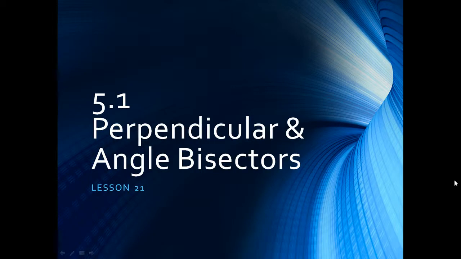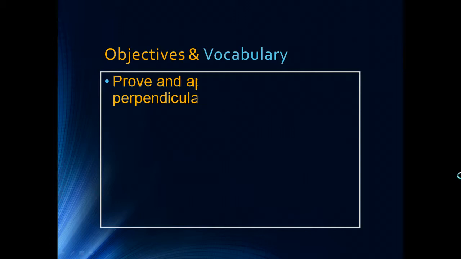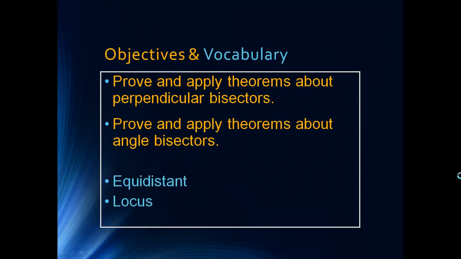Lesson 21, Perpendicular and Angle Bisectors. The objectives of the lesson are to prove and apply theorems about perpendicular bisectors, and prove and apply theorems about angle bisectors. Your vocabulary words are equidistant and locus.